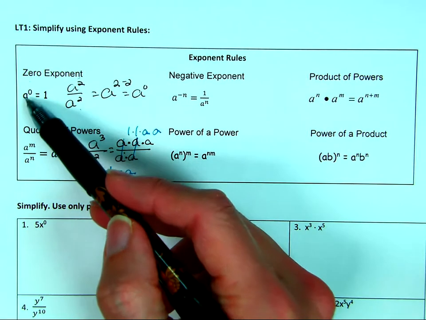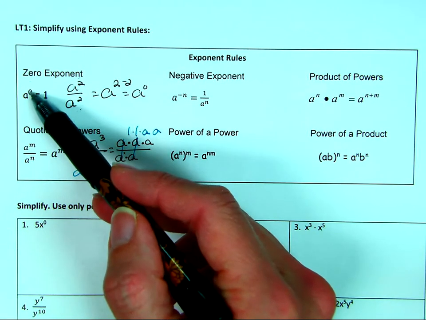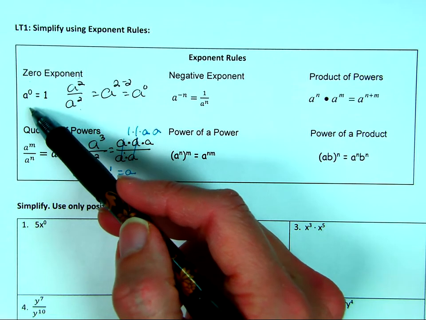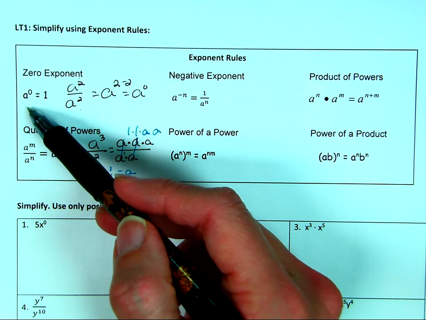So basically, when you have a to some power that's a 0, you're saying, hey, you just divided the same thing by the same thing, so it's 1.